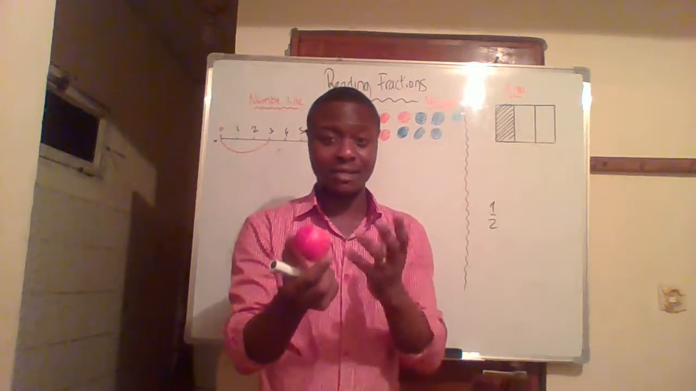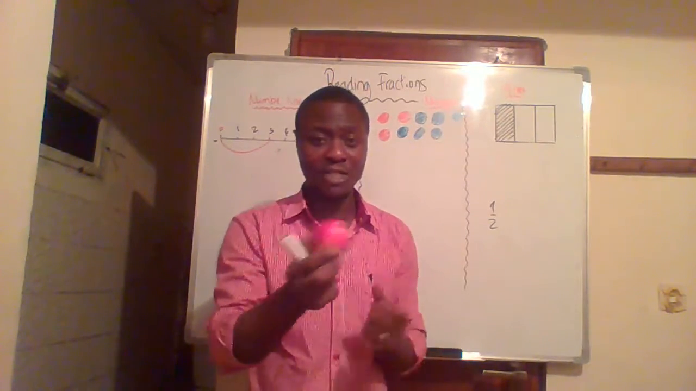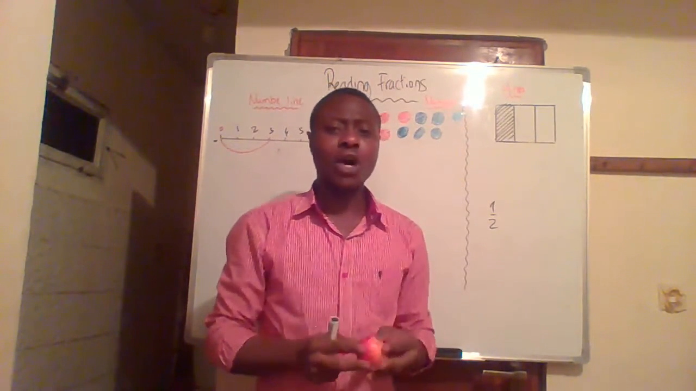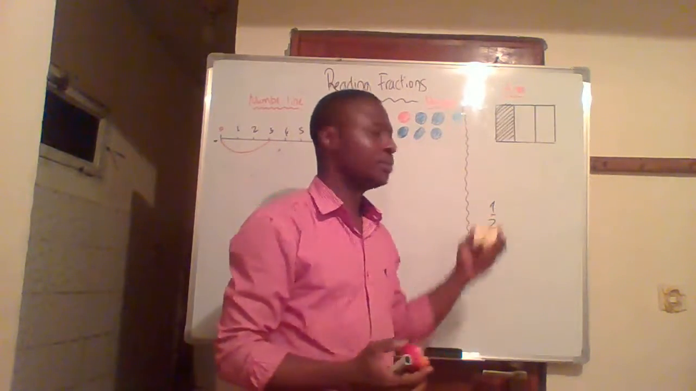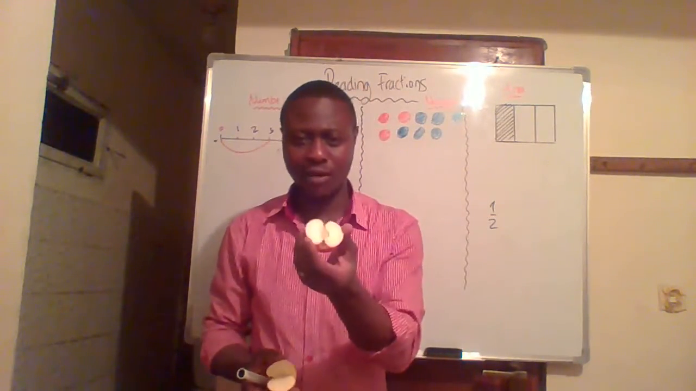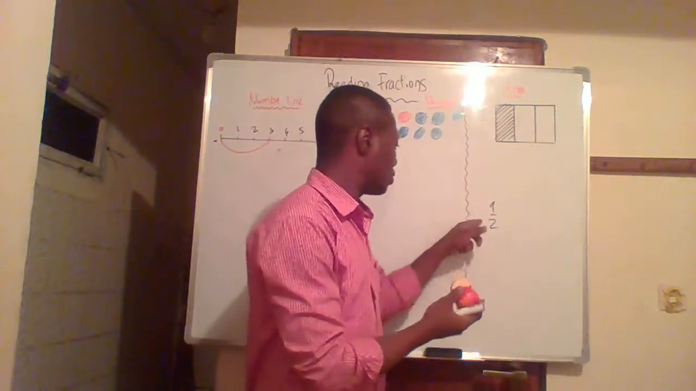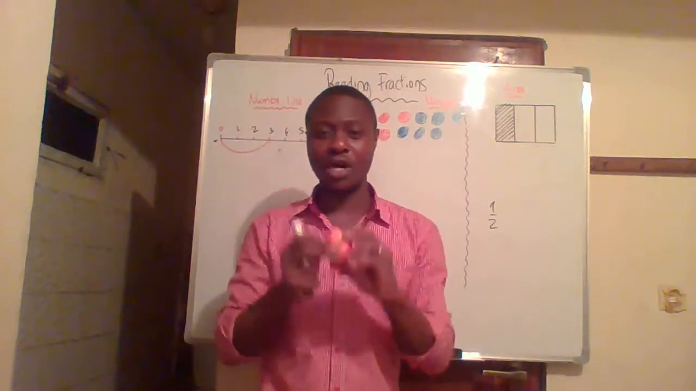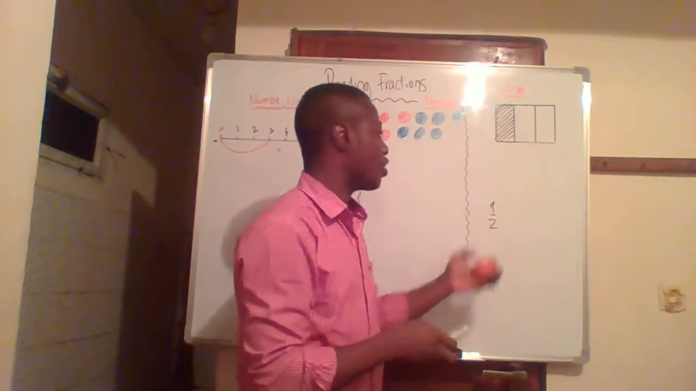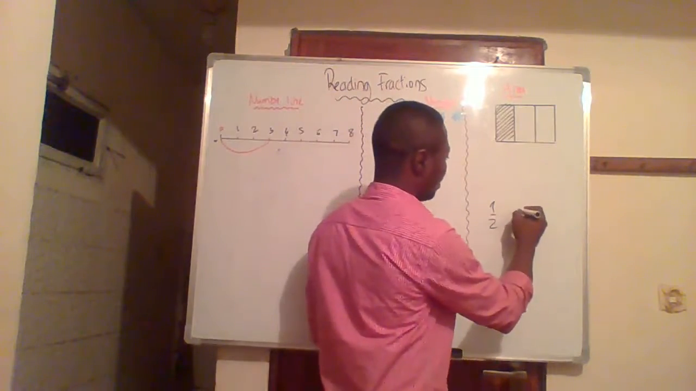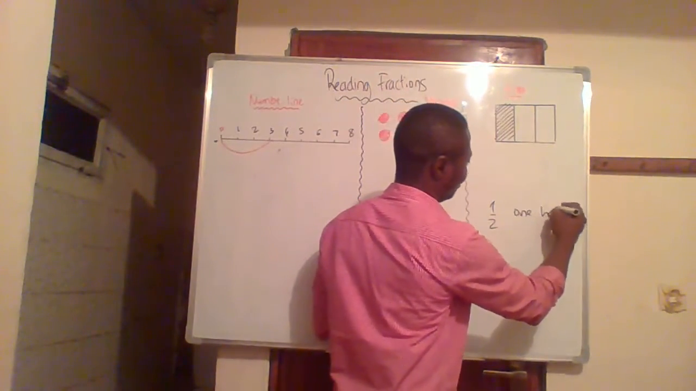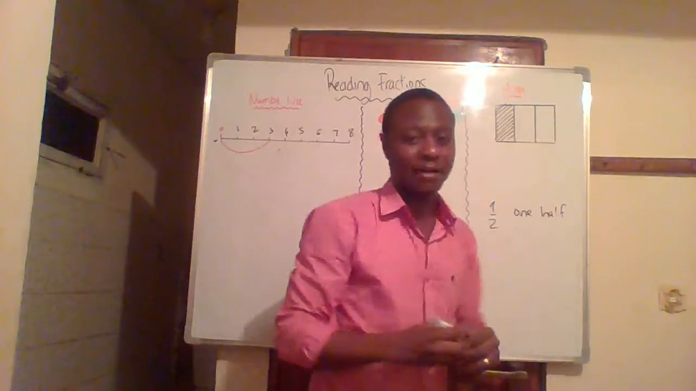At the beginning, to start with, I started with two parts, then I ate one. So the one at the top represents the amount of apple that I eat, and the two at the bottom represent the two parts. So this fraction is called 1/2.